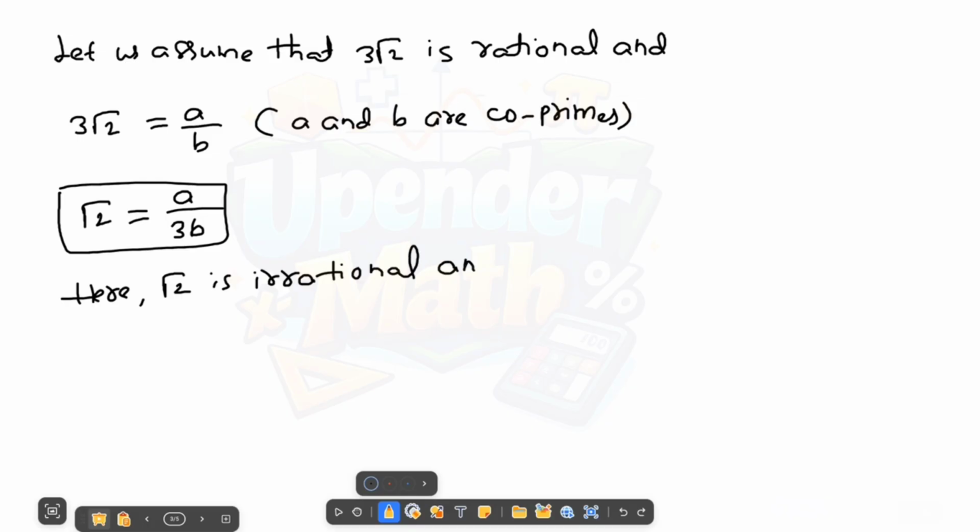and a by 3b is a rational number, for whatever numbers you take for a and b except irrational numbers. So a by 3b is a rational number, and an irrational number should not be equal to a rational number, right? So this contradiction has arisen because of our wrong assumption. We have assumed that 3 root 2 is a rational number. Because of that contradiction, we got an irrational number equal to a rational number. Therefore, our assumption is wrong.